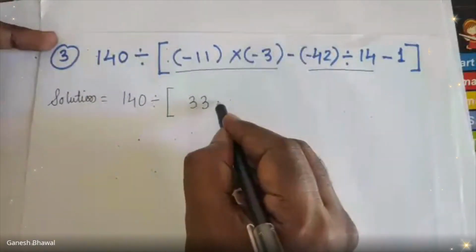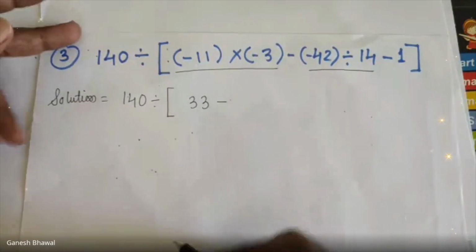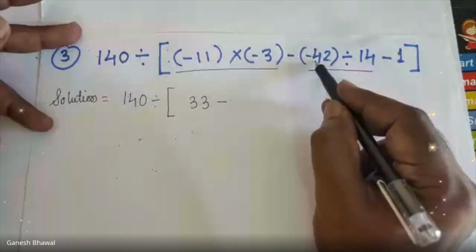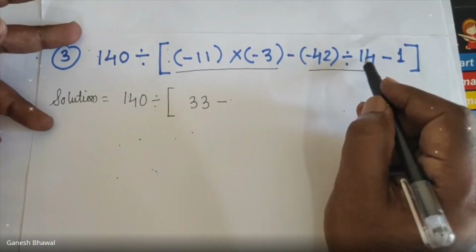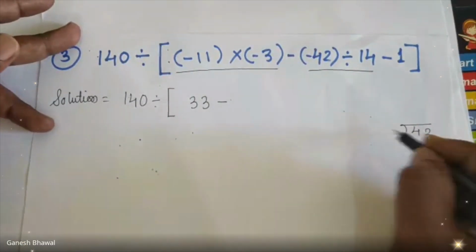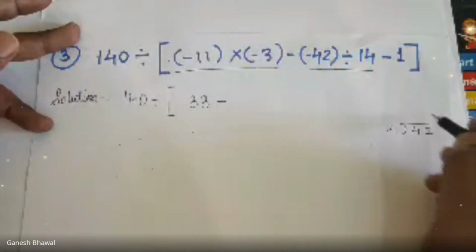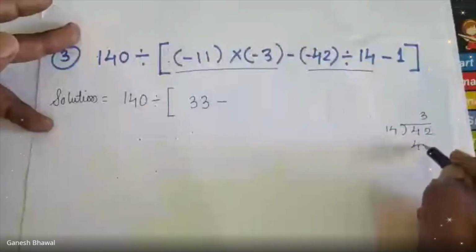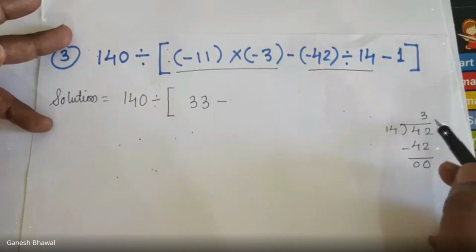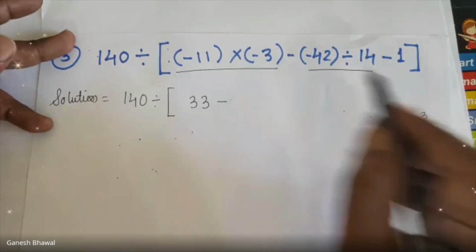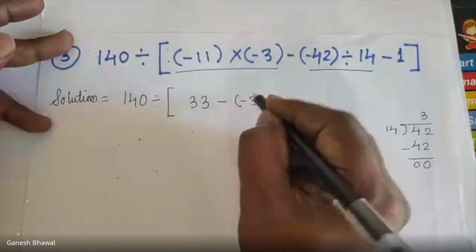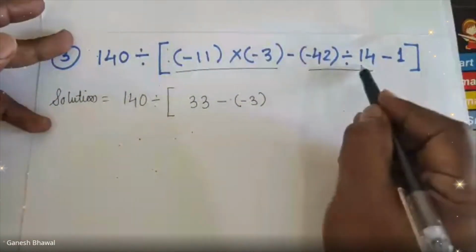Minus sign we will give as it is, and now we have to divide negative 42 by 14. This negative sign we will give later. Here 42 and here 14. 14 3s are 42. Remainder is 0. Here the quotient is 3, but here the negative sign is there, therefore in bracket we have to give negative 3. This answer is over.